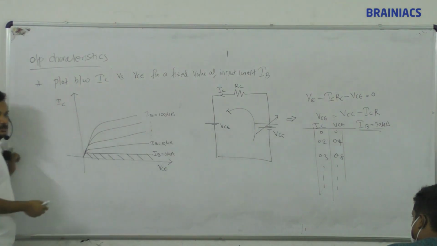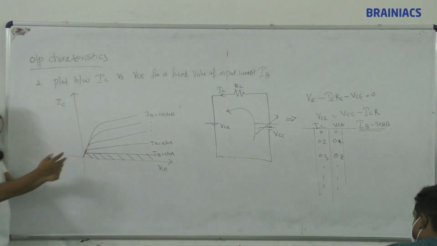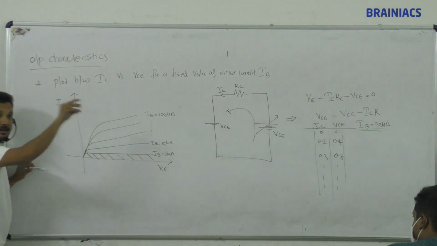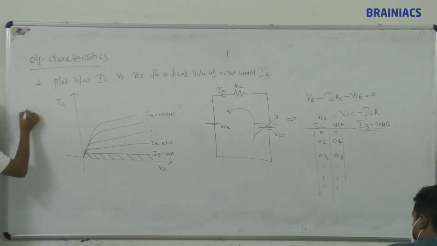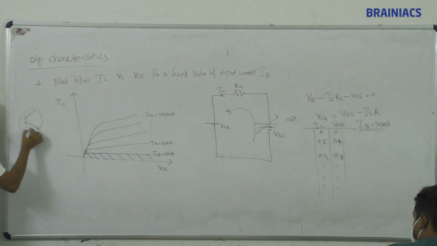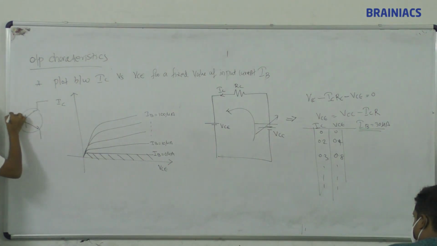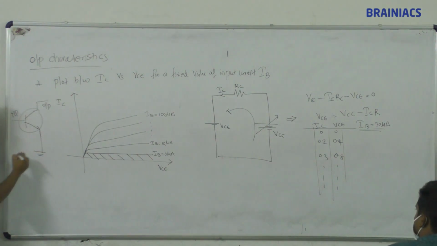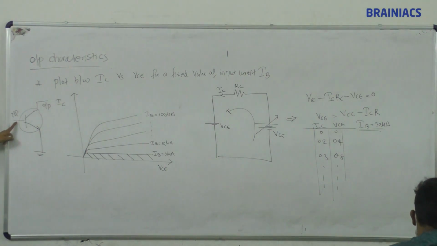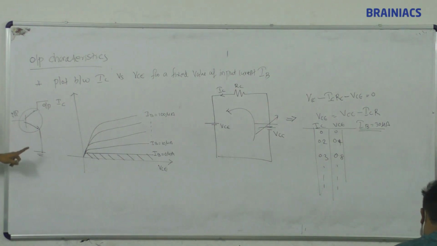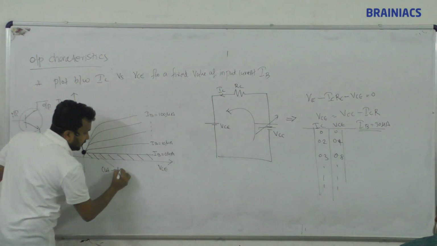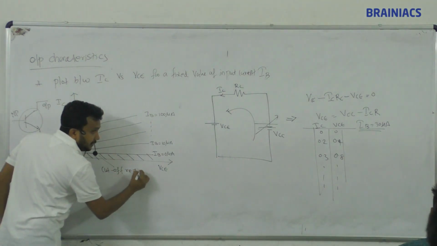So when IB is equal to 0, I am not giving any current to the transistor. Then what will happen? It is dead. The transistor will not work because IB is the current to the transistor. In a transistor structure, this is the collector, this is the input base, this is the output collector, this is ground, common emitter configuration. If I am not giving any input current, the transistor is dead. That dead situation is called the cut-off region. This region of the graph is the cut-off region.